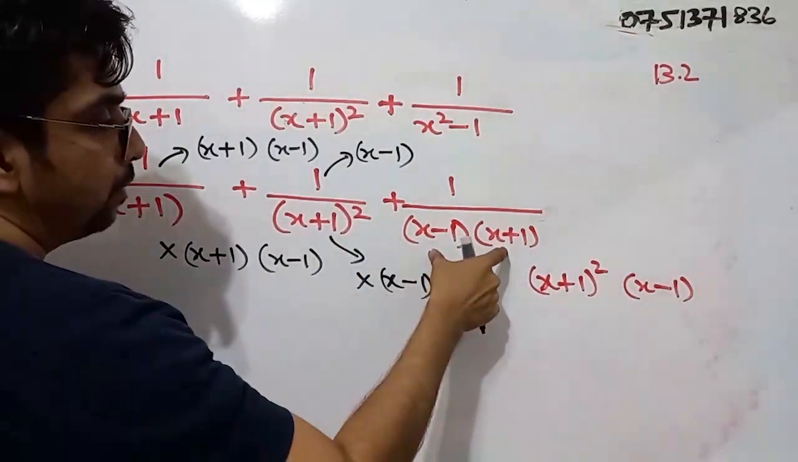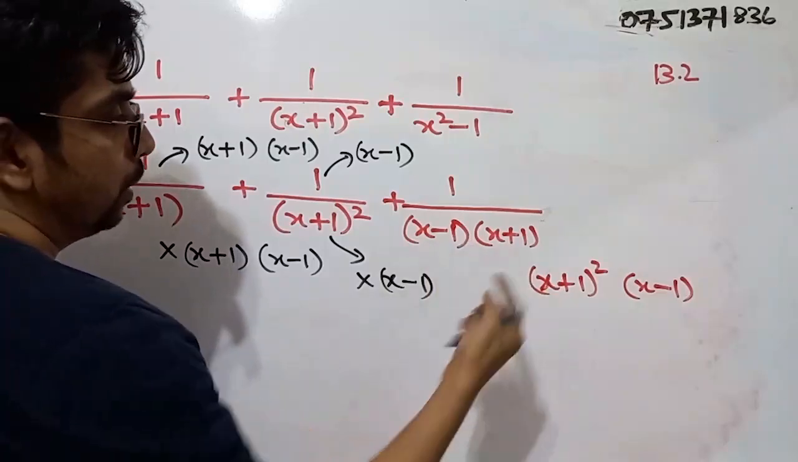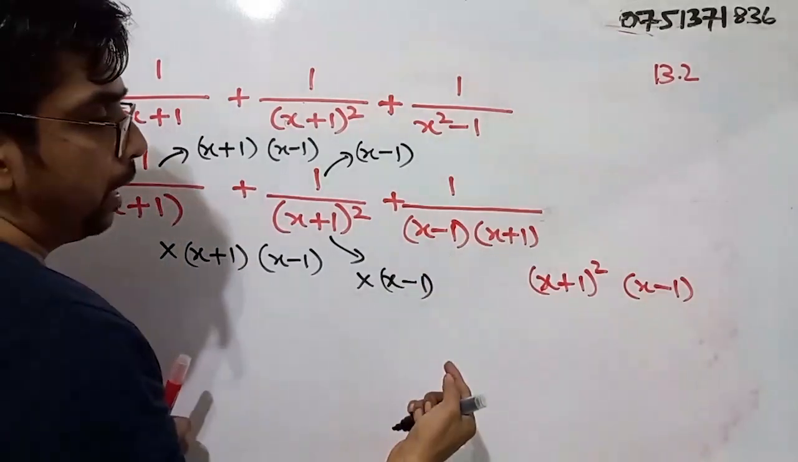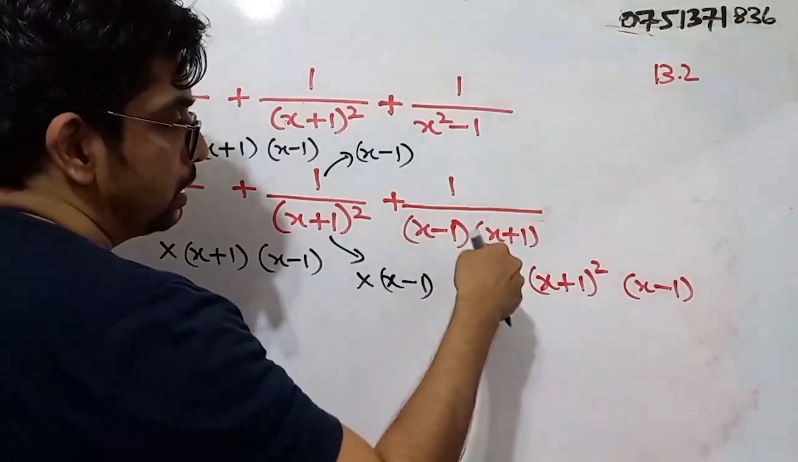Right, so we have these two terms here. So that means we need to multiply this term by what?